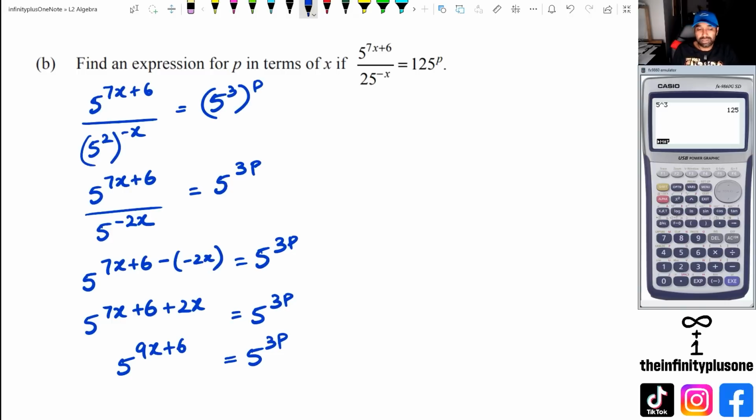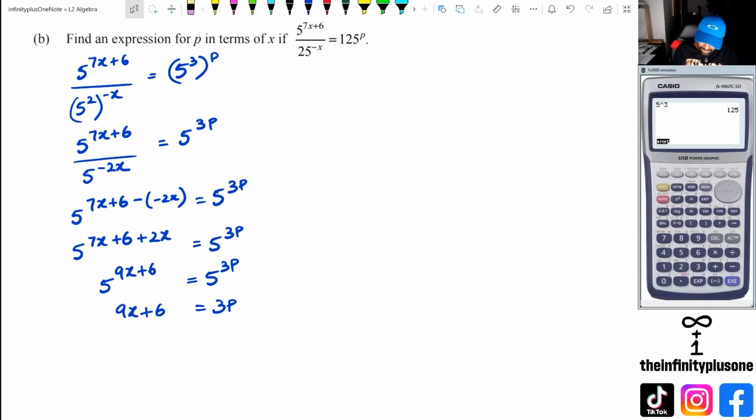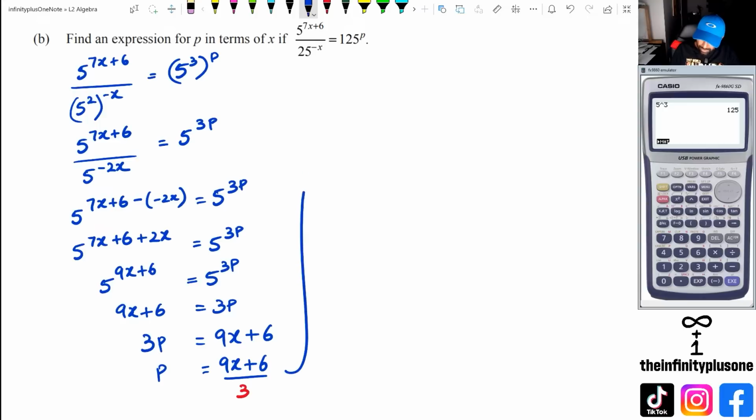Now, because my two bases are the same, I could actually just put the two powers equal to each other, which means I'm going to get 9x plus 6 is equal to 3p. So with that in mind, I'm just going to flip this around. So 3p is equal to 9x plus 6. And then p is equal to 9x plus 6 divided by 3. Let's put that in red. And from here, separate the brackets, which means I'm going to get p is equal to 9x over 3 plus 6 over 3. P is equal to 3x plus 2.